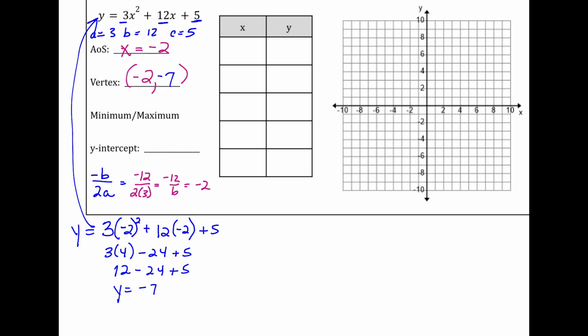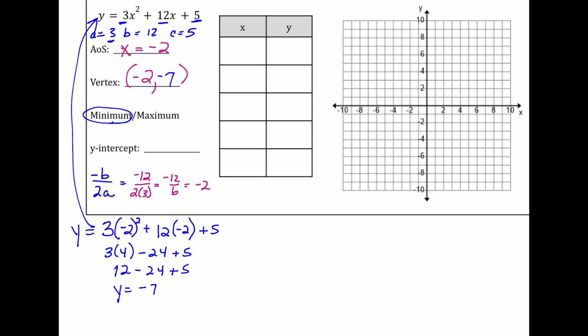So we're going to go ahead and fill that in. So our vertex is at -2, -7. Okay, again, ask yourself, is that a minimum or a maximum? And again, we can see that our a, that value right here, is positive, which means that that parabola is opening up. So it means that that parabola is going to have a minimum because it's going to be opening up. So it's going to have a lowest point.